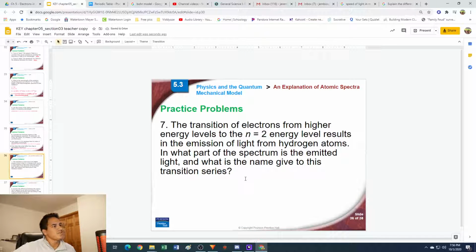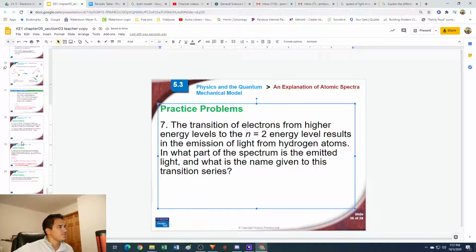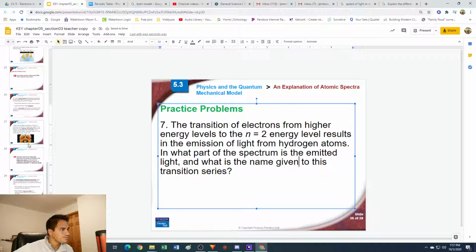Okay, number 7. The transition of electrons from higher energy levels to the n equals 2 energy level results in the emission of light from hydrogen atoms. In what part of the spectrum is the emitted light, and what is the name given to this transition series? All right, so in order to answer this question, they're basically saying when electrons go from higher energy levels and they drop to the second energy level for hydrogen atoms, what part of the spectrum is this light in, and what's the name of that series?